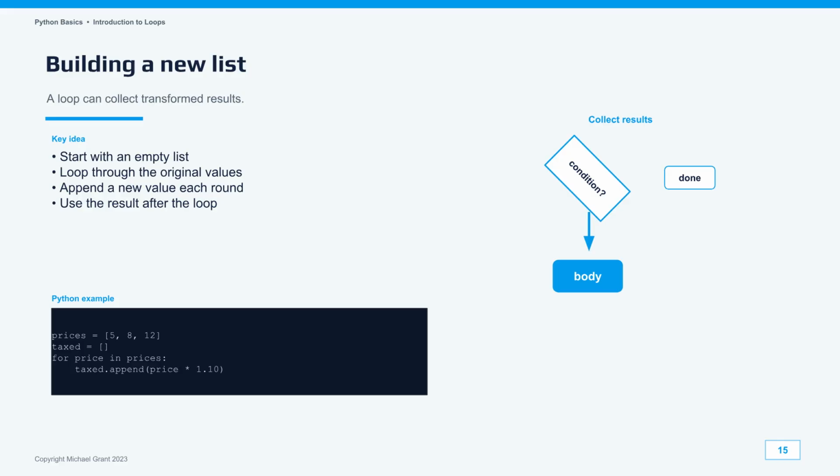Finally, loops are great for building new data. You can start with an empty list, loop through your original collection, transform the values, and then append those results into your new list for later use.